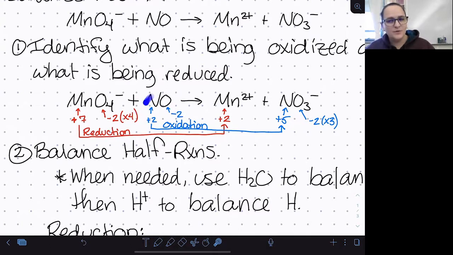This doesn't always work, but most of the time, if you're increasing the amount of oxygen per atom, here we have like 1 nitrogen to 1 oxygen, and here we have 1 nitrogen to 3 oxygens. You're increasing the amount of oxygen, it was probably oxidized.